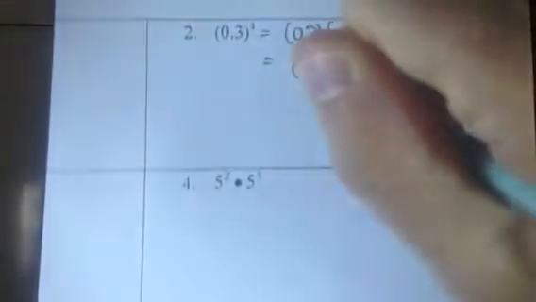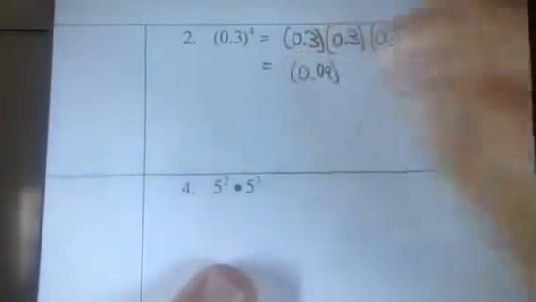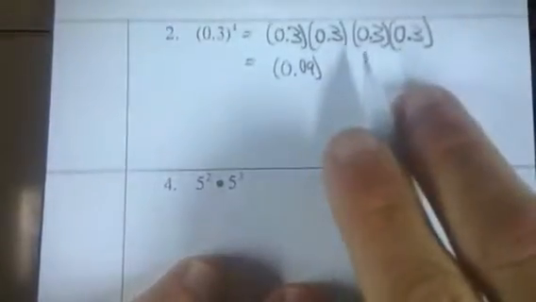Same thing here. I've got 0 and 3/10 to the 4th power. My base is 0 and 3/10. My exponent or my power is 4. That means I multiply 0 and 3/10 by itself 4 times. 0 and 3/10 times 0 and 3/10 times 0 and 3/10 times 0 and 3/10. Here we go. 0 and 3/10 times 0 and 3/10 gives me 0 and 9/100.